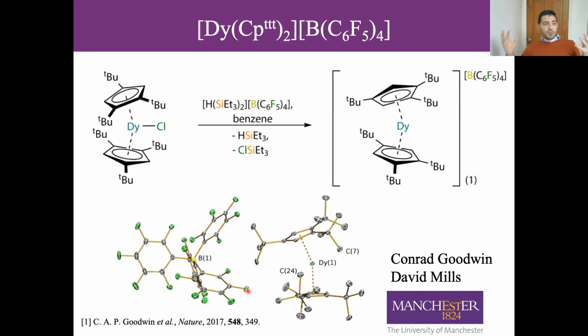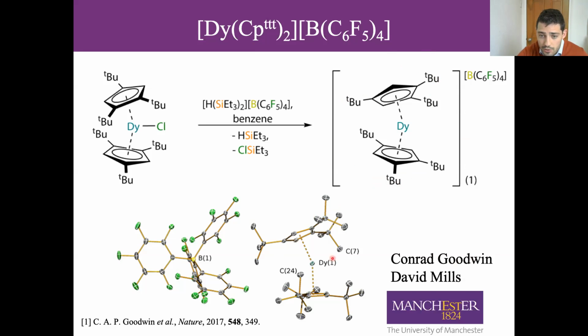So are there any materials that do any better? For a long time, the answer was not really. Except, say, for one compound from Bill Evans' lab in 2011, which had hysteresis open up to 14 Kelvin, there was nothing really better. But then Dave Mills and Conrad Goodwin at Manchester made this particular molecule, which is the first example of an isolated dysprosocenium cation.